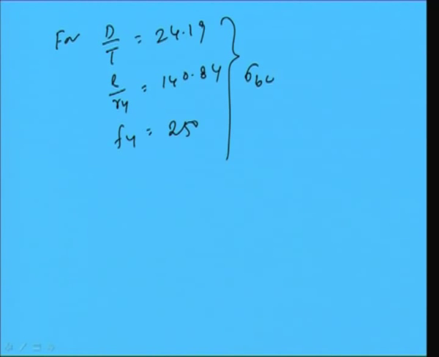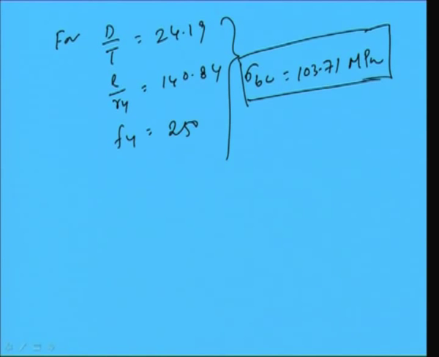Value of sigma b c. So, by interpolation, we can finally find out 103.71 MPa. Now, it is not very easy to find out this sigma b c value from the table. You have to make a linear interpolation. If you check on your own, for this ratio and this ratio, you will get the sigma b c value as this. So, from linear interpolation, you have to find it out.